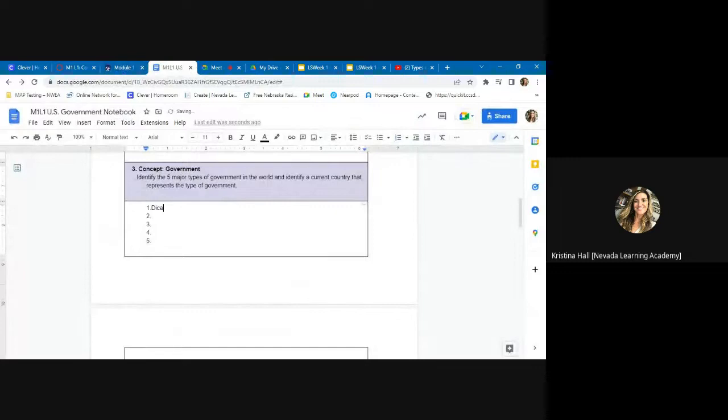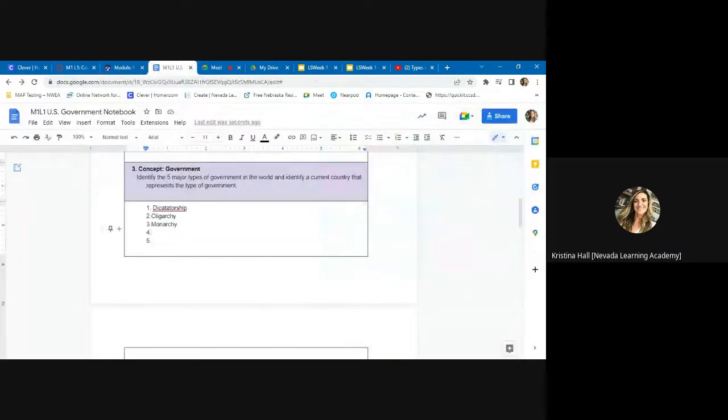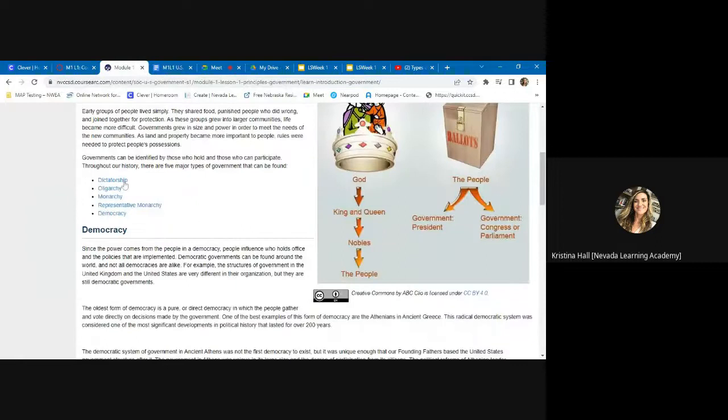So there's a dictatorship. We're going to talk more about these on Monday a little bit. We didn't get enough time this week. Okay. Then we had oligarchy. I think it was monarchy. And then there were 2 more. Okay, so there was representative monarchy and democracy. So you type those in, then you need to click on each one to get an example of what it is and a country that does it today.